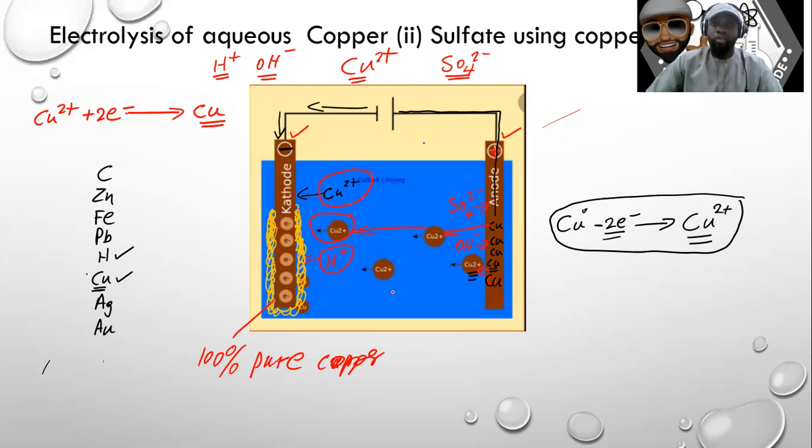So that's it. That's all there is to electrolysis of copper(II) sulfate using copper electrodes.